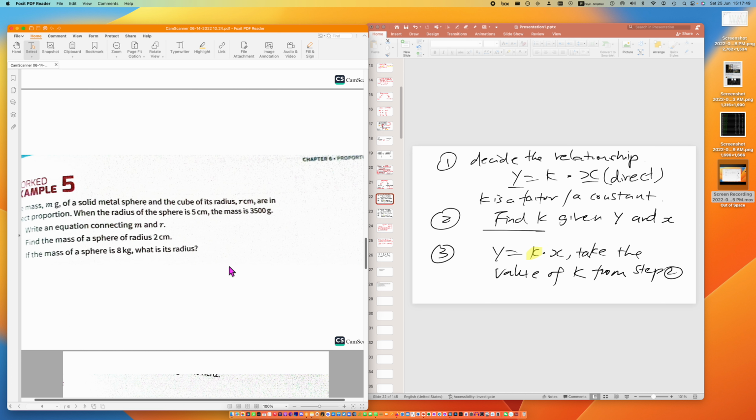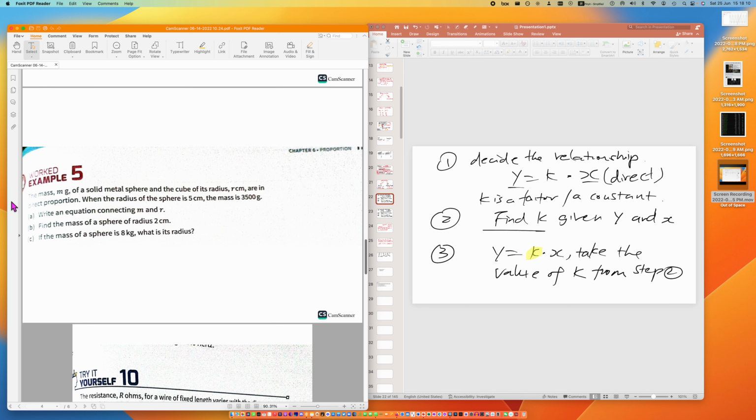So what do you start with in this case? Decide the relationship. What relationship is this? Direct. Why direct? Where it says, in direct proportion, over here, right? Good. So you start out with y equals to k, bracket direct.